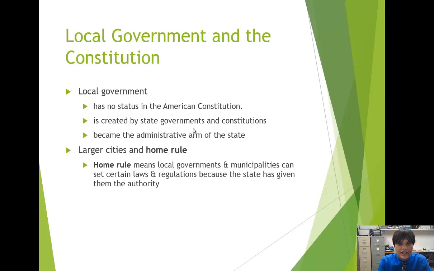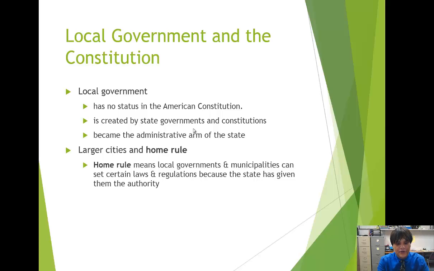Now, what's important, and I care that both of my classes know this, is the term home rule. This is really where local governments get their power. Home rule just basically means that local governments and municipalities can set certain laws and regulations because the state has given them authority. The state looks at these local governments and says, hey, you know what's going on with your people, you know what's best, why don't you go ahead and pass certain laws and regulations, and we'll go ahead and tend to our other business. We have a lot of business going on within the state. You go ahead, you set what's best for your own people because you know what's best for them. You're part of them, right? And so home rule is very, very important.